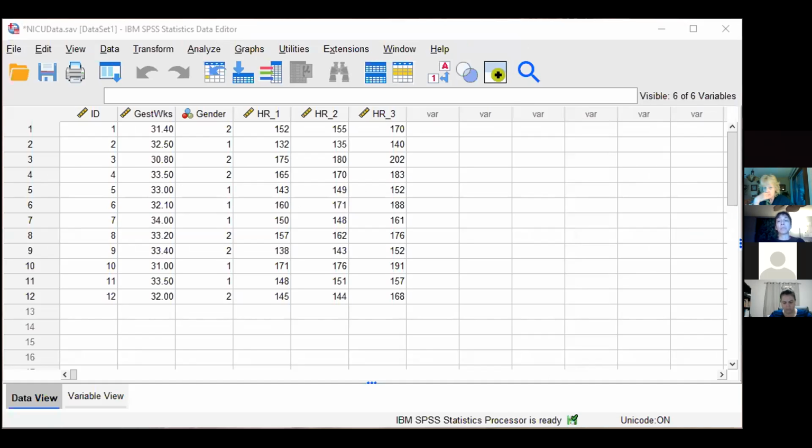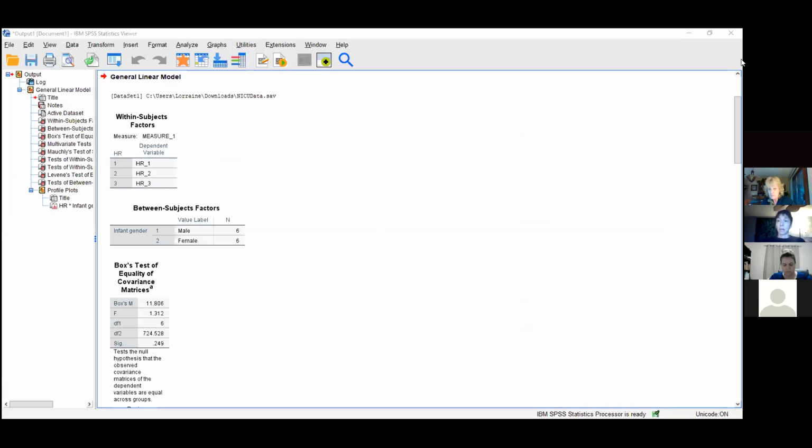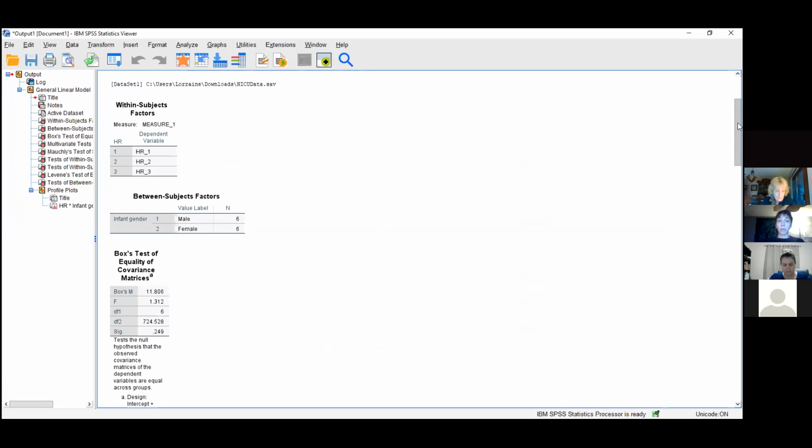I think I have to switch screens. Does everybody see the output, or do they still only see the data set? We still see the data. Okay, hold on one second and I'll toggle. This becomes the output. And now do you see the output?